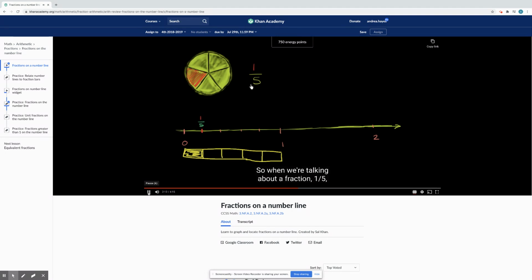So when we're talking about a fraction, 1/5, it's not just talking about, hey, what part of a pizza pie have I eaten or something like that. This is actually a number, and we can actually plot it on the number line. All right. So as you can see, we're not just talking about shapes anymore. We're talking about fractions on a number line. And that fraction actually has its own spot because it is a type of number.